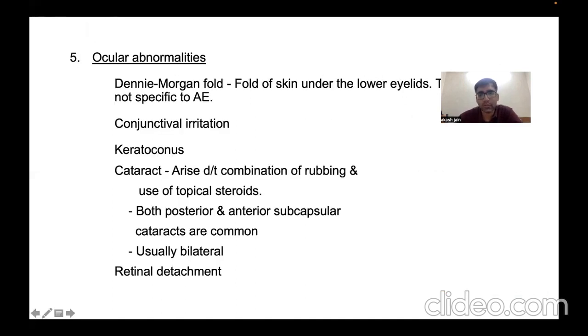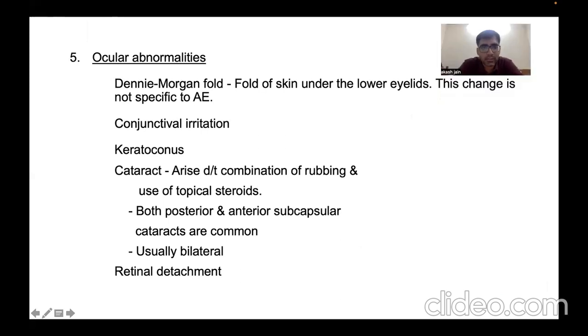Now the fifth complication can be ocular abnormalities. Dennie-Morgan fold, that is a fold of skin under the lower eyelids. This change is not specific to atopic eczema. Next is conjunctival irritation, keratoconus, and cataract, which can occur due to a combination of rubbing and use of topical steroids. Both posterior and anterior subcapsular cataracts are common and usually bilateral, and retinal detachment can occur.